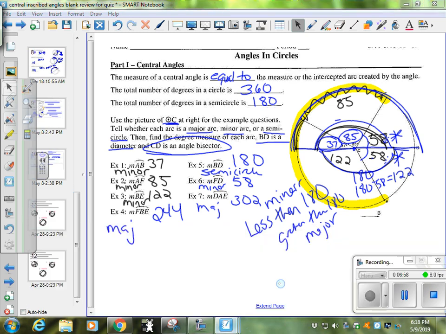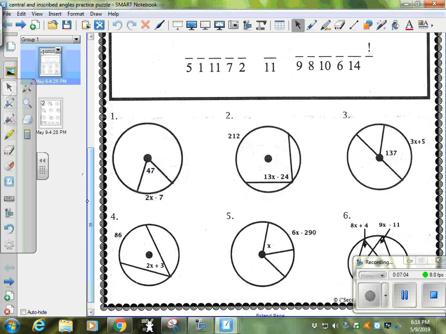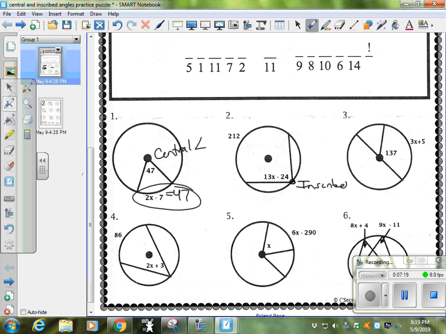You did work on this worksheet. Looking at some of these, I just want you to see, I'm going to go through. These would be equal because it's the central angle. This is inscribed, so it's going to be half. So you would do half of 212 and get 106, which is equal to this, to set it up. This is central, so this is equal. This is inscribed, so you're going to take half and set it equal to that.